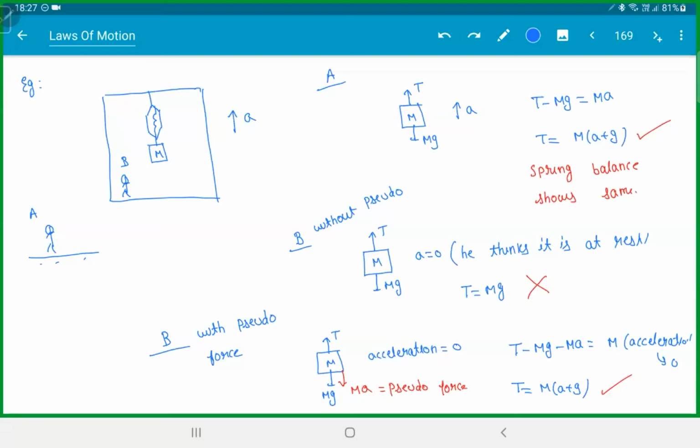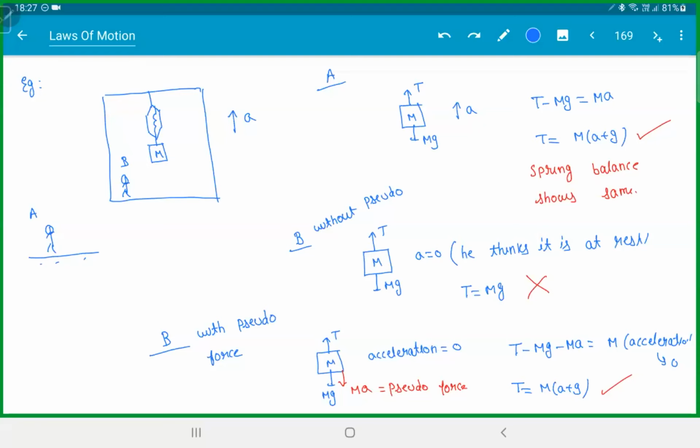Niranjan, clear with this? Mehan? Arjun? Yes, sir. Direction of pseudo force is negative of the acceleration of the observer. So it will depend on the observer's acceleration, right? Suppose the lift was going down, then the pseudo force would have been up, right? So it depends on the observer's acceleration.